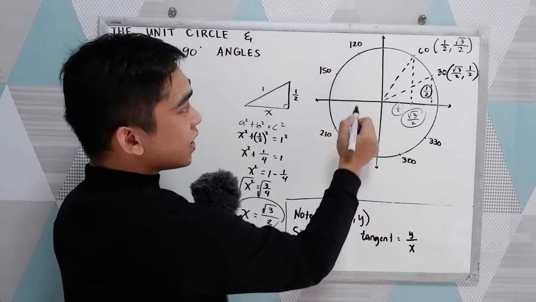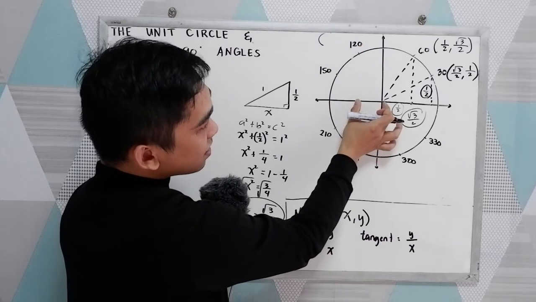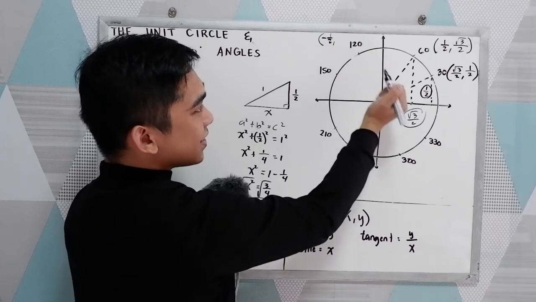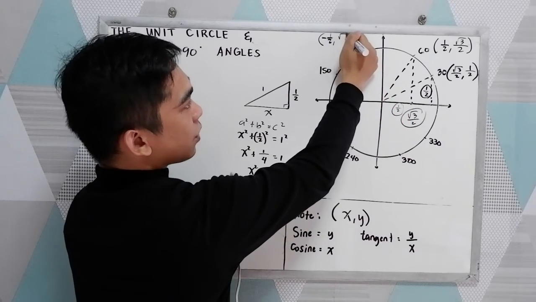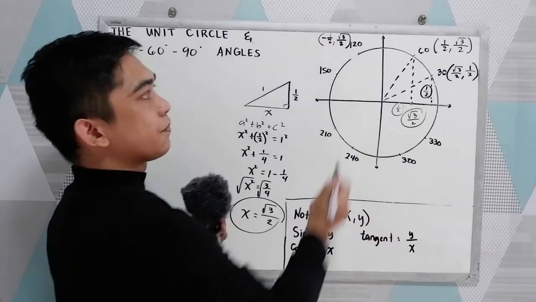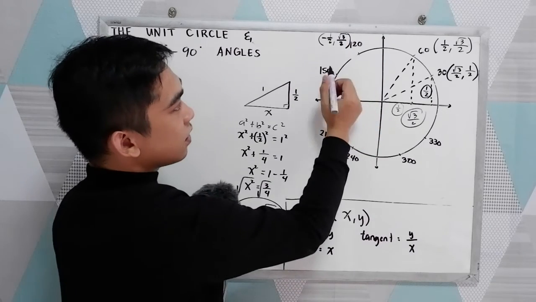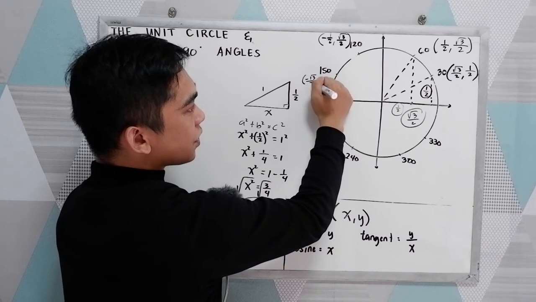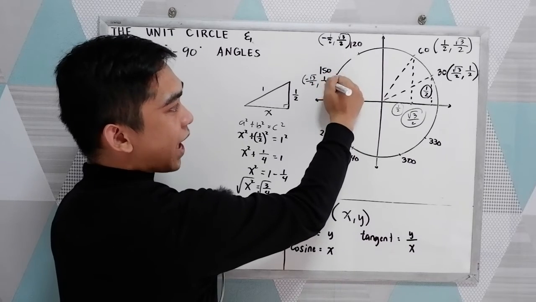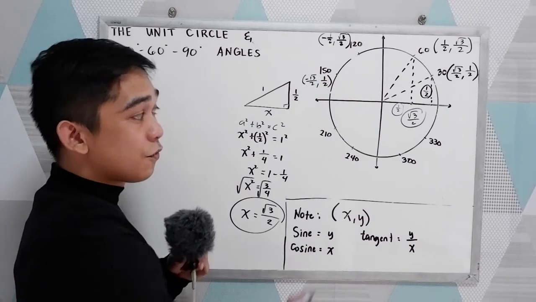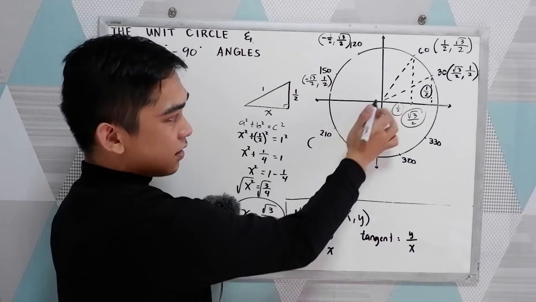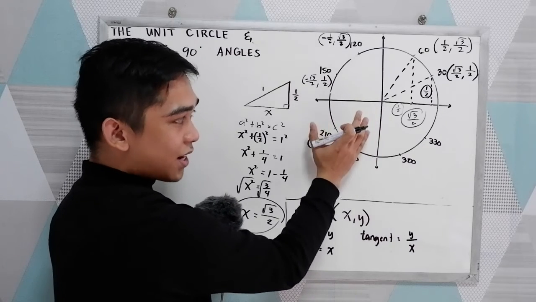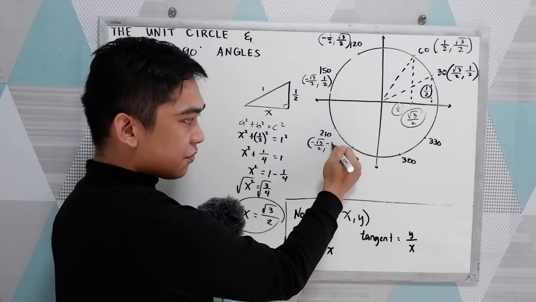And now we have 120. Our x is in quadrant 2, we have negative 1/2, then square root of 3 over 2. And for 150, we have negative square root of 3 over 2 and positive 1/2. For 210, x is negative square root of 3 over 2. Since this is located in quadrant 3, both are negative.